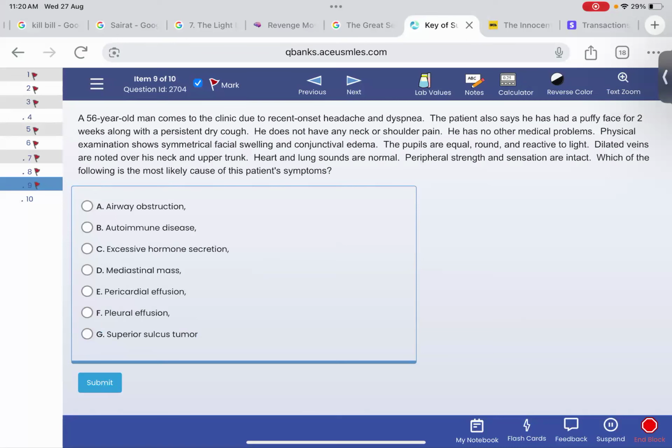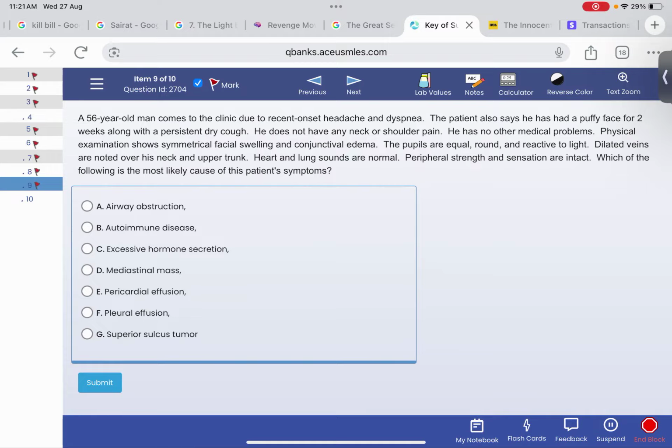Now, anyone? Yeah, go ahead. A 50-year-old man comes to the clinic due to recent onset headache and dyspnea. The patient also says that he had a puffy face for 2 weeks with persistent dry cough. He does not have any neck or shoulder pain. No other medical condition. Physical examination shows symmetrical facial swelling and conjunctival edema. Pupils are equal, round, and reactive to light. Dilated veins are noted over his neck and upper trunk. Heart and lung sounds are normal. Peripheral strength and sensation are intact. Which of the following most likely caused the symptom of this patient?